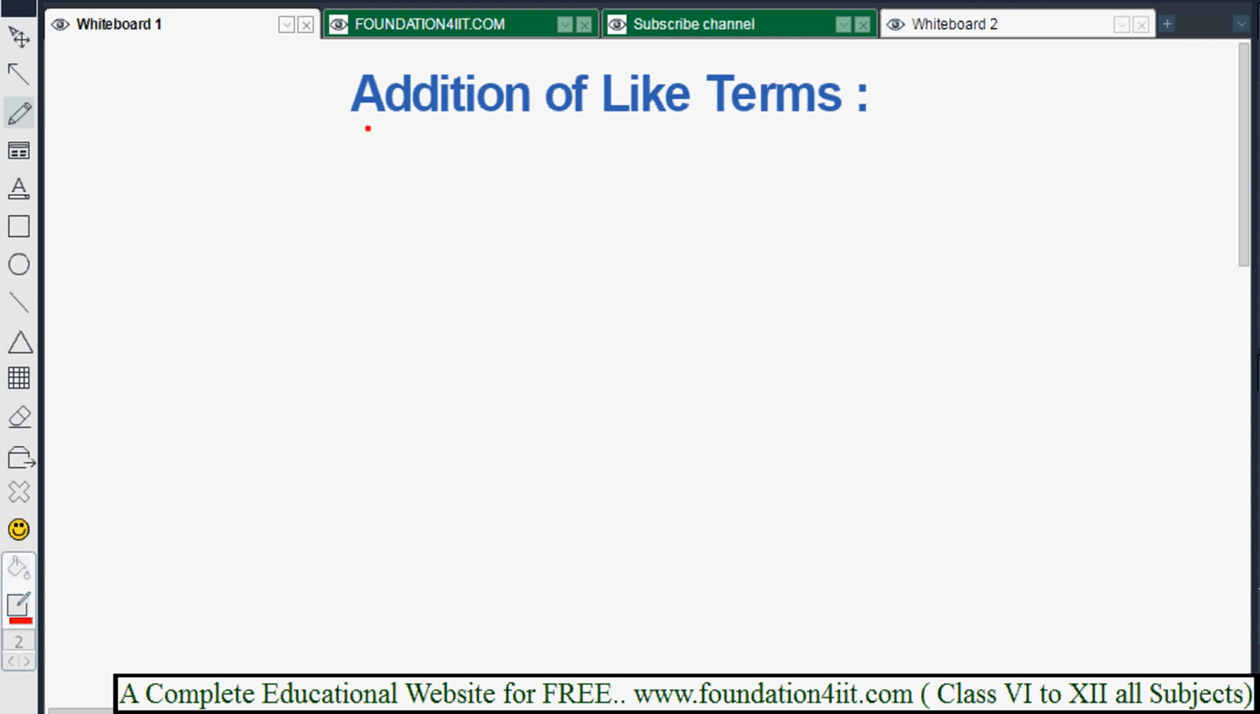So now we'll see how to do addition of like terms. I already explained about like terms. Like terms are nothing but terms having the same variable. Whenever the variables are the same, they are called like terms. Now how to do addition of these? It's very simple. The sum of two or more like terms is a like term whose numerical coefficient is the sum of the numerical coefficients of the given terms. This is the definition.